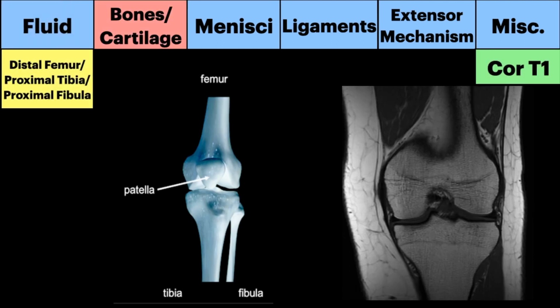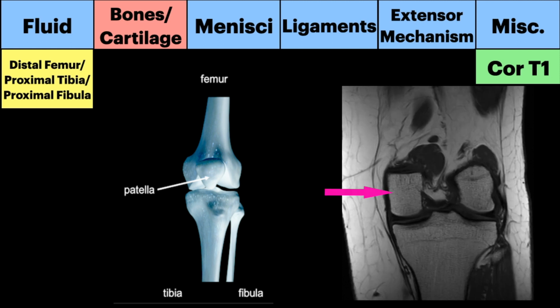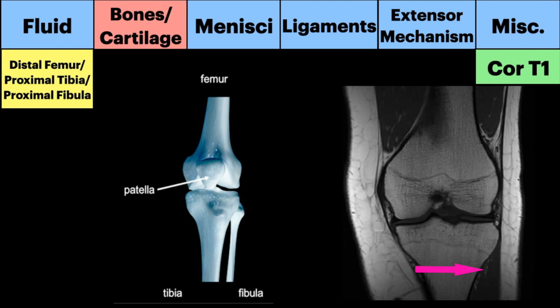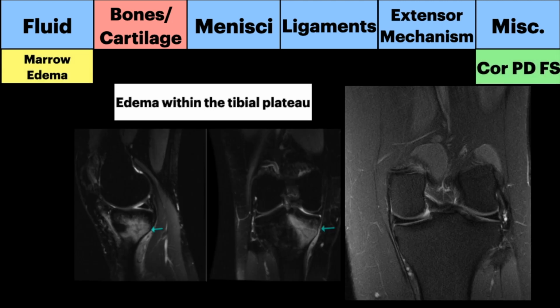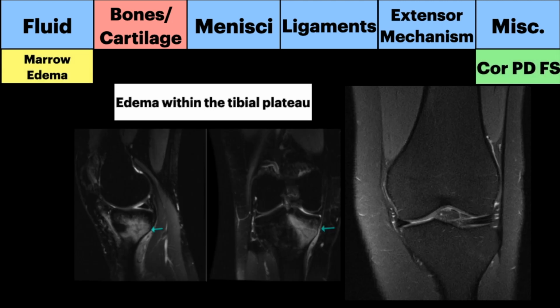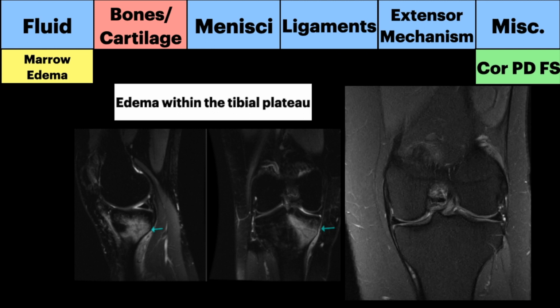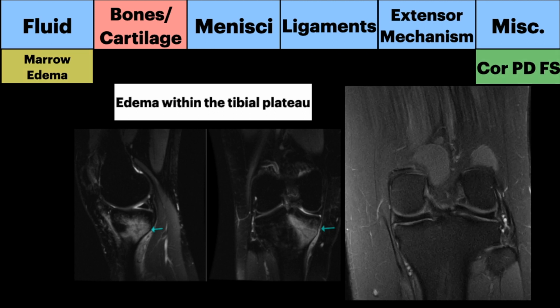Let's now move to bones and cartilage. Check the distal femur, proximal tibia, and proximal fibula. In particular, evaluate for marrow edema on fluid-sensitive sequences. In the setting of trauma, they can indicate contusions or fracture.